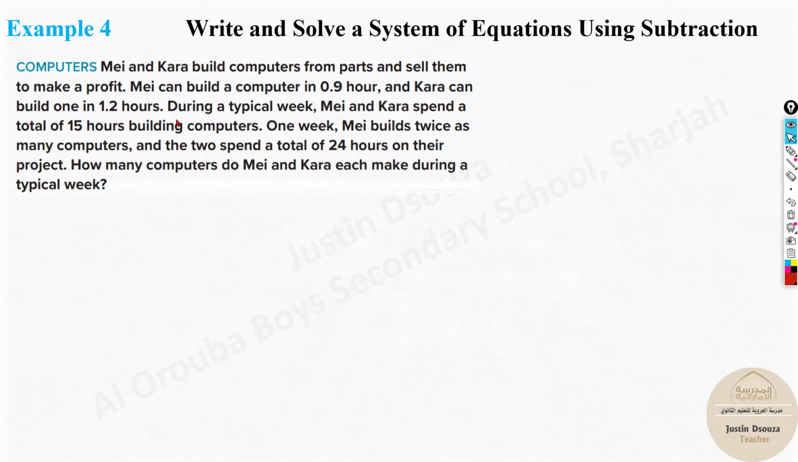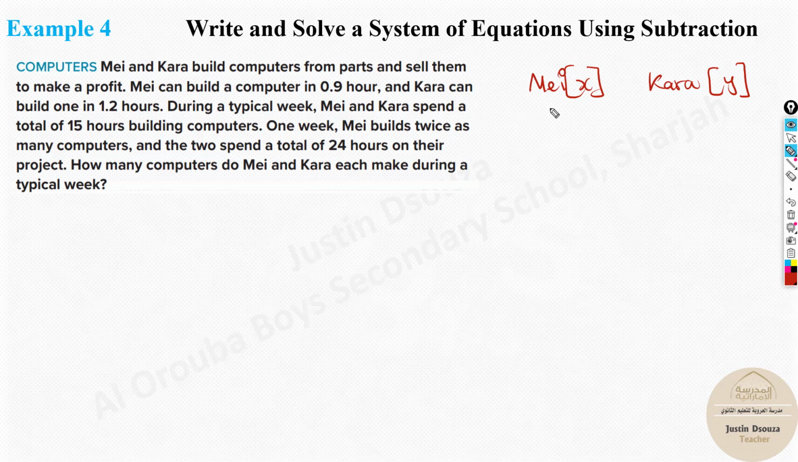So, okay, before I continue further, I can see there is an equation here. What they are saying is they both are building computers, and the rate at which May can build a computer is basically 0.9 hour. So if I consider the two girls, May and Kara, let me take May as x and Kara as y.